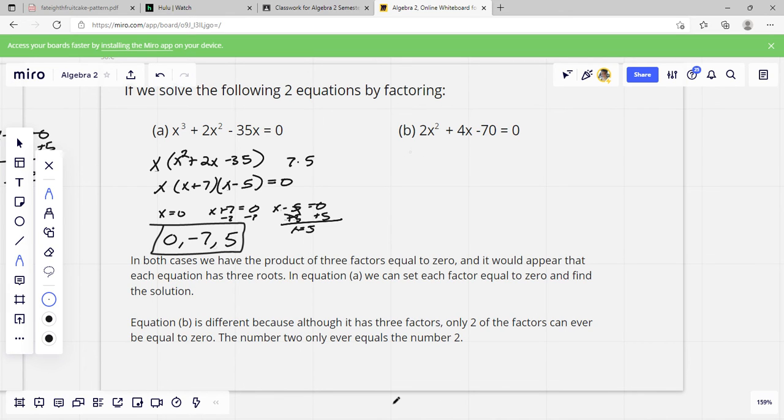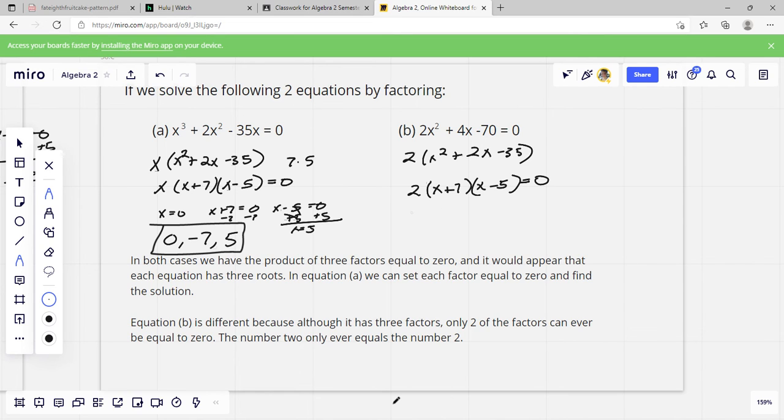Now I'm going to do the same thing over here. Let's see, I can factor out 2 out of there. So I can pull 2 out of this whole thing, and then I'll have x squared plus 2 into 4 would be 2x, and then half of 70 will be minus 35. So that's basically the same thing as over here. So I'd say 2 times x and x, and then 5 times 7, and that would be positive, and that would be negative, equals 0.